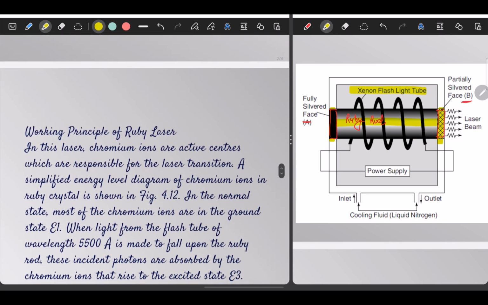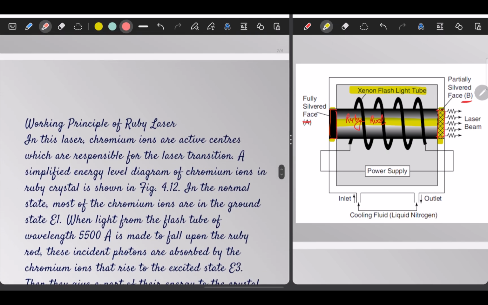Now let's talk about the working principle of the ruby laser, which is very important. Under this working principle, the chromium ions are the active centers, as we know, because we are doping chromium ions in Al2O3. So chromium ions are the active centers in this ruby laser, responsible for the laser transition.